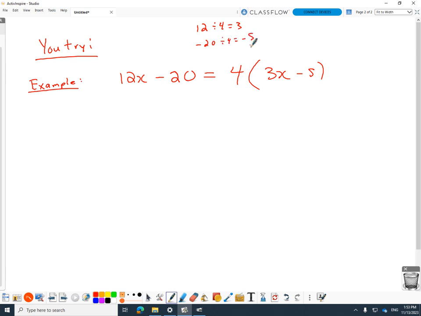Now, what about 2? Someone says 2 works. I'll write it over here in another color. If I took 2 out, I would have got this.